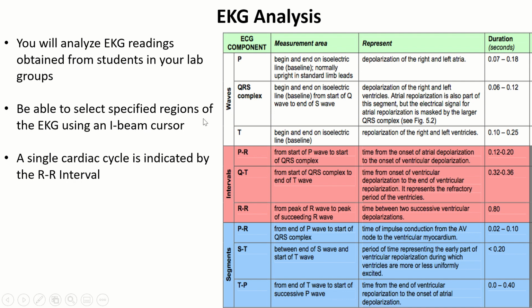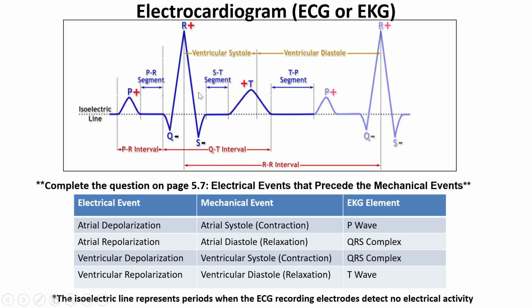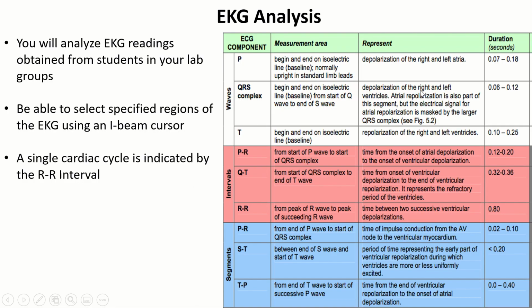You'll be using an I-beam cursor on a software program to actually select specified regions of the EKG. So this table, again, is describing the measurement area that you'll be selecting, but you're welcome to continue to reference this tracing contained in the front page of your lab manual. One thing to note is that a single cardiac cycle can be indicated by the R to R interval. And that, of course, is going to be written here as the time between two successive ventricular depolarizations.